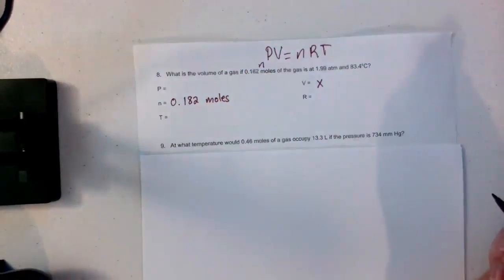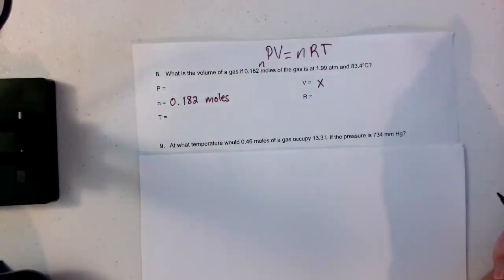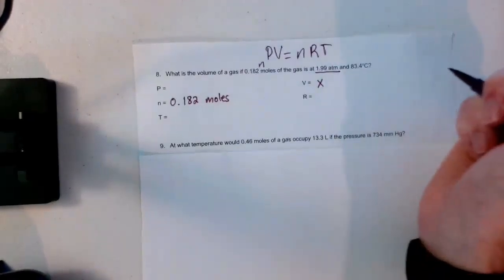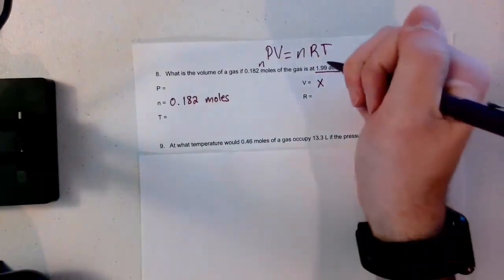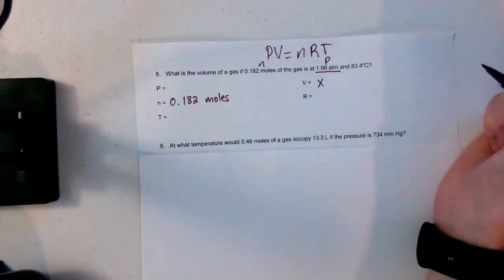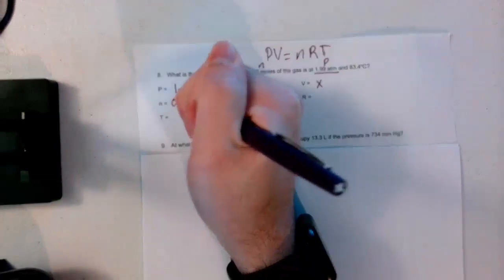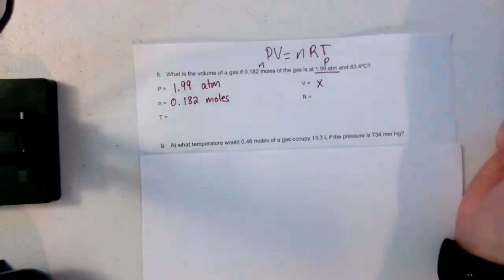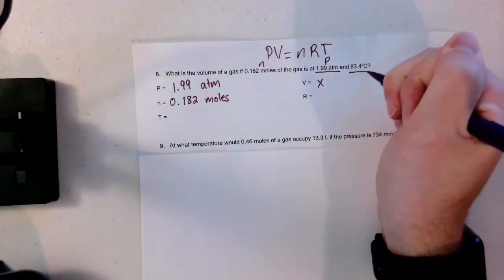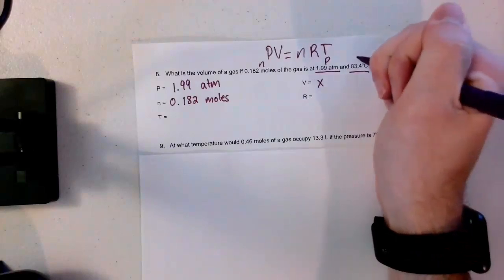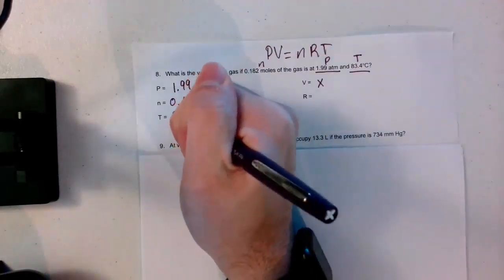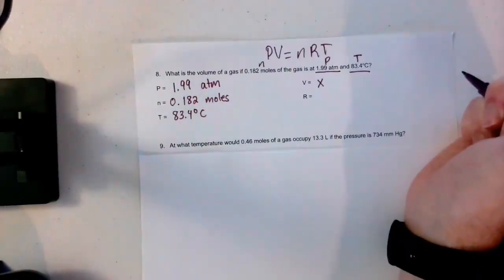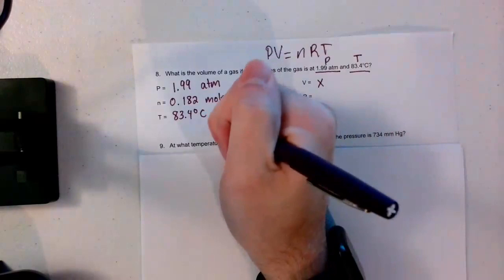Alright, 1.99 atm, that is going to be a pressure. So remember, if it's atm, if it's mmHg, all those different things, it's going to be a pressure. So I'm going to put a P there like that. Alright, so now I'm going to write 1.99 atm there. Alright, this 83.4 degrees Celsius, that's going to be a temperature. So I'm going to put 83.4 degrees Celsius there, but you have to add 273 to it.